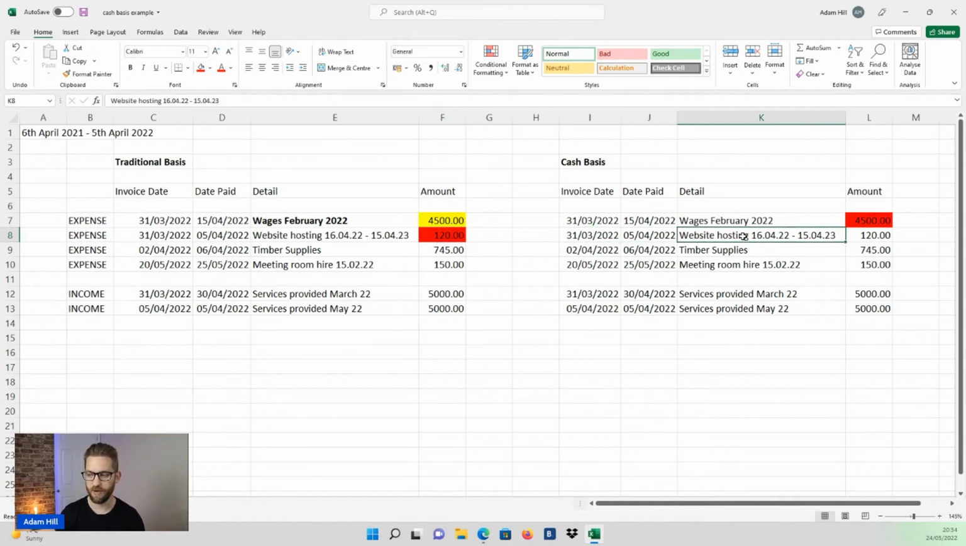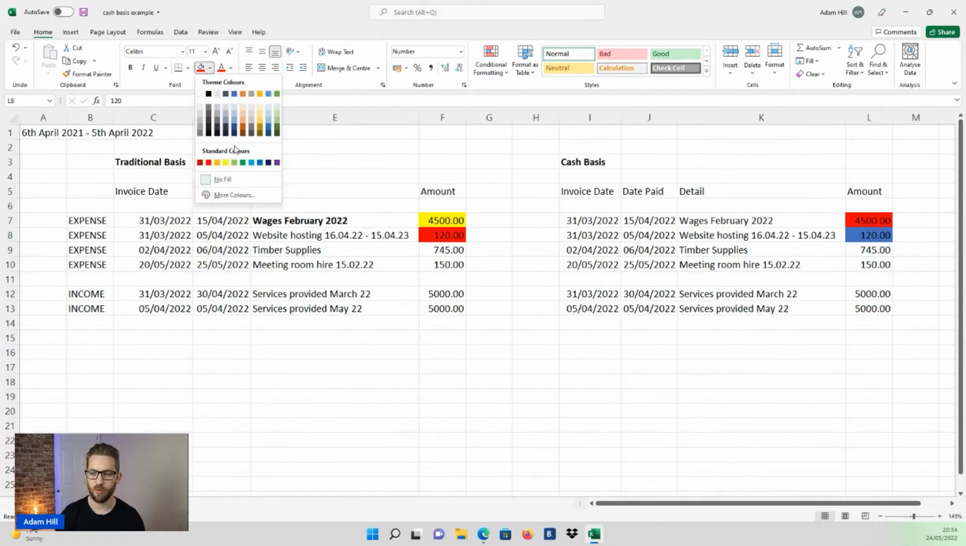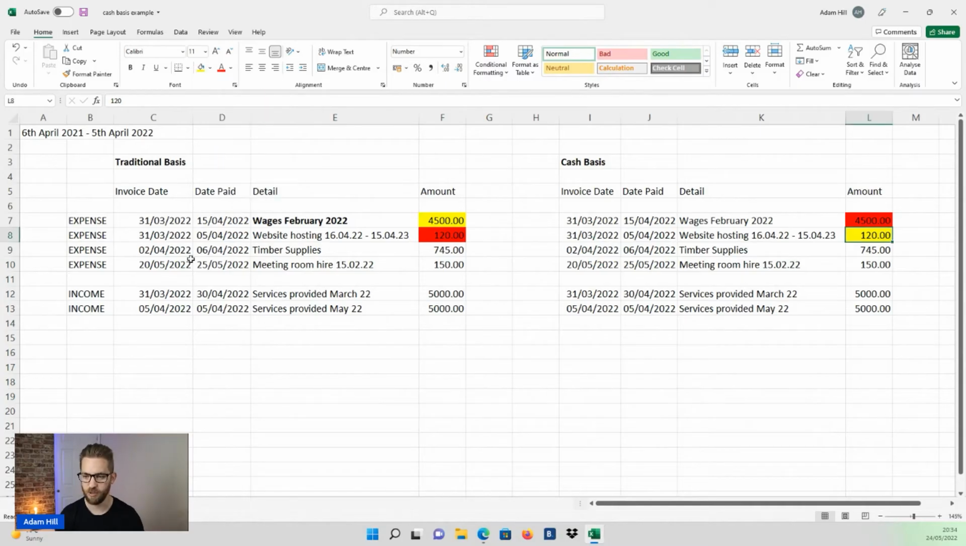We don't care what it relates to and when it relates to. All we care about is the date that it was actually paid. And under this method, that falls within our accounting period on the very last day. So we would include that under cash accounting. Again, it's the opposite way round.